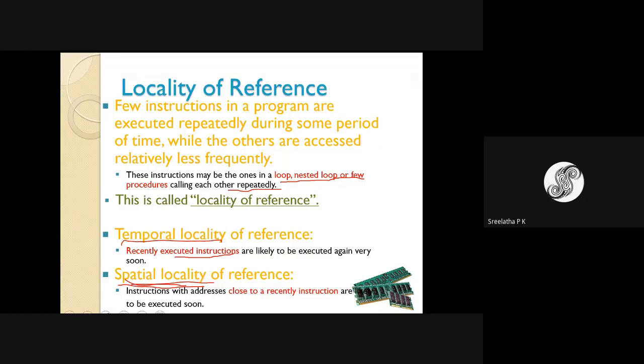Spatial locality of reference means the instructions which are close by the currently executing instruction are placed in the cache memory. We are able to take the data from the cache memory at the speed of the processor. Means the processor executes in nanoseconds, and accessing data from the cache memory is also in nanoseconds. So that is the advantage of cache memory. Any doubts, students? Any doubts with respect to cache memory? No doubts? Listening?